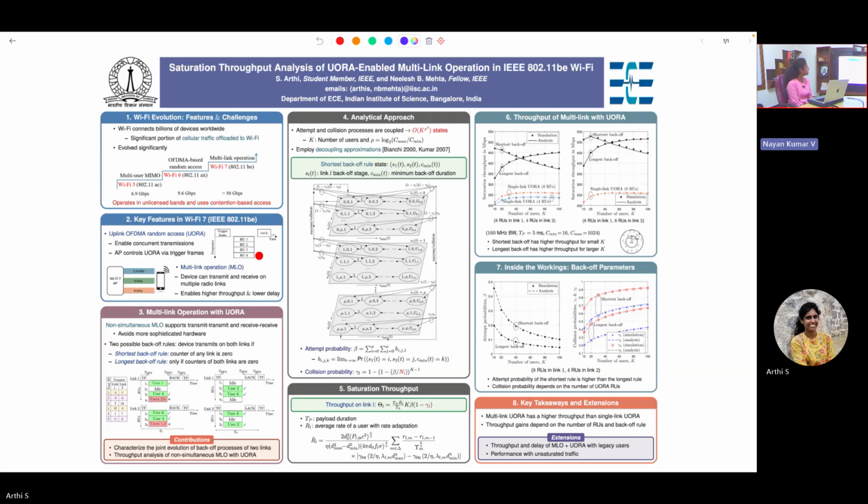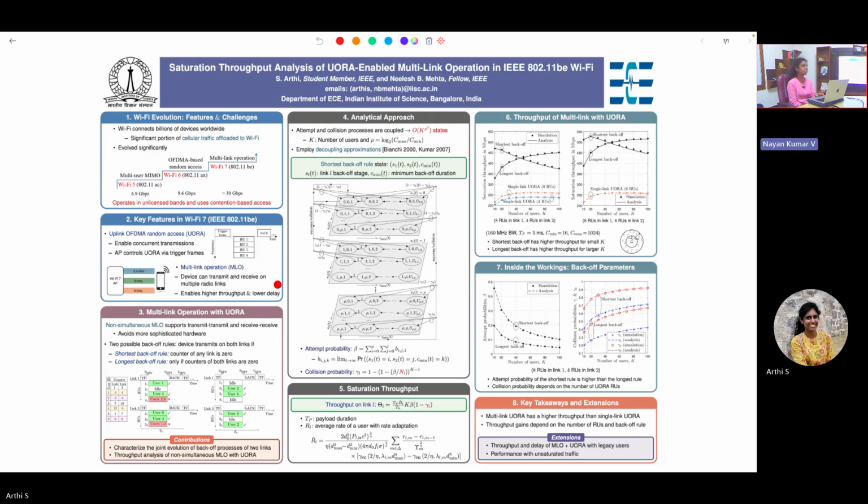And also, the access point controls these OFDMA transmissions by transmitting trigger frames. The users simultaneously transmit their uplink data through the multiple resource units, and then the access point acknowledges this transmission by transmitting a block acknowledgement frame. And this uplink OFDMA random access improves latency and also increases throughput.